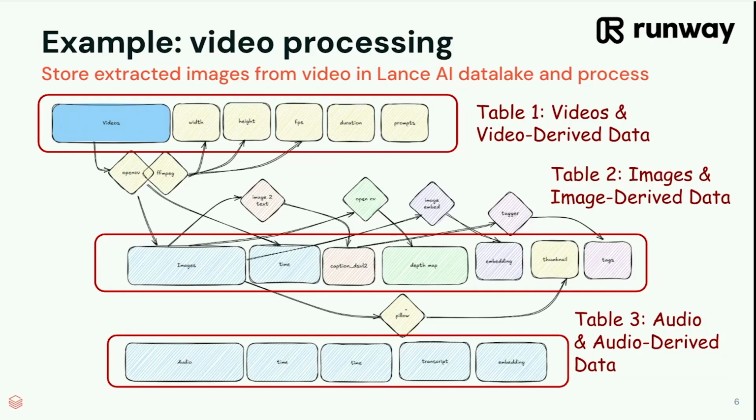Another example here is about video processing. Companies like Runway, which is the leading AI video generation company, need to leverage their massive scale video assets and rich metadata to build their video foundation models. And they use LanceDB to efficiently store videos and the video metadata that they generate here, leveraging Lance functions. And from the videos, they can process images, also audio information. And all those can be stored as different tables inside the Lance AI data lake.